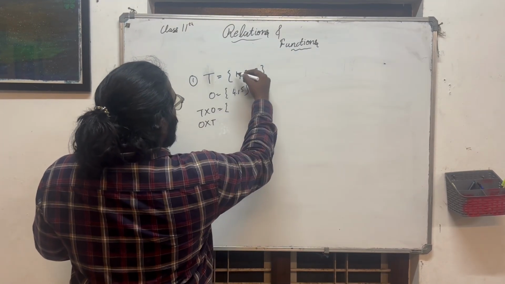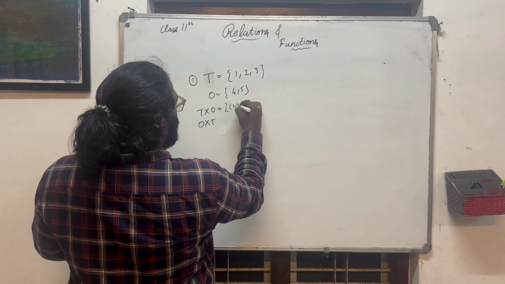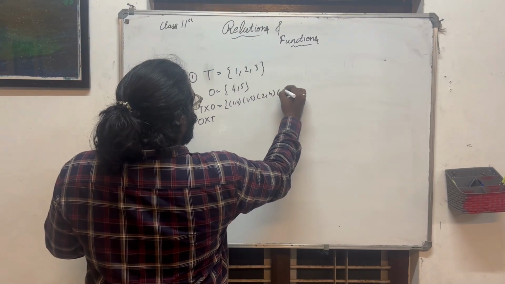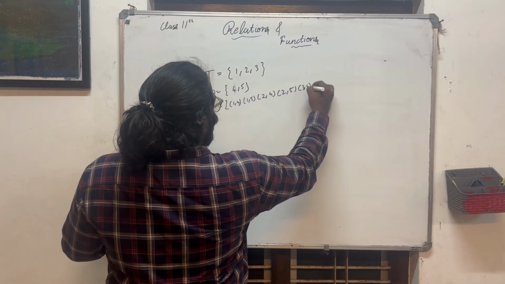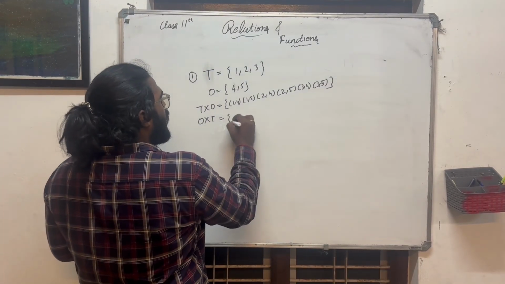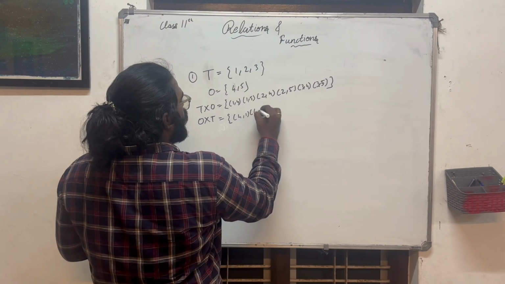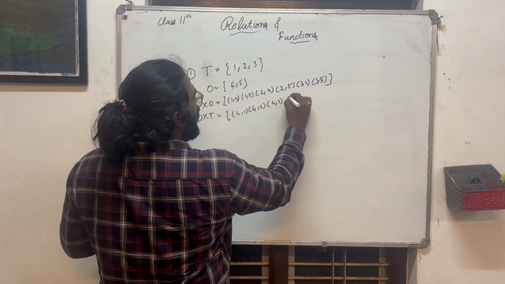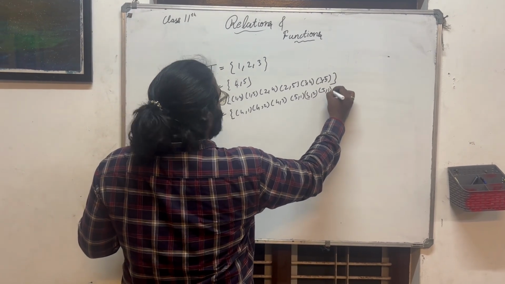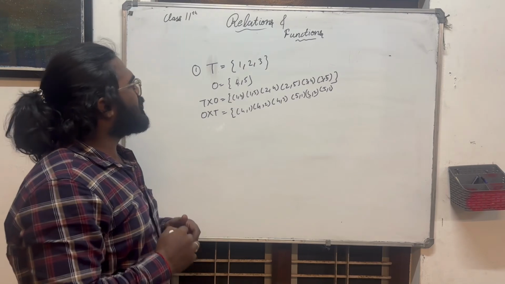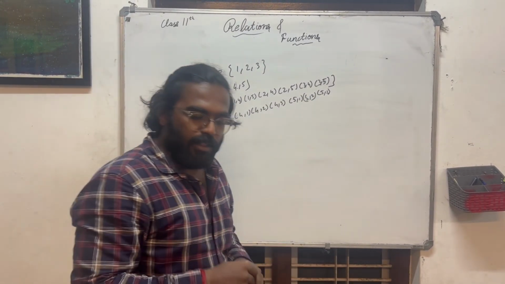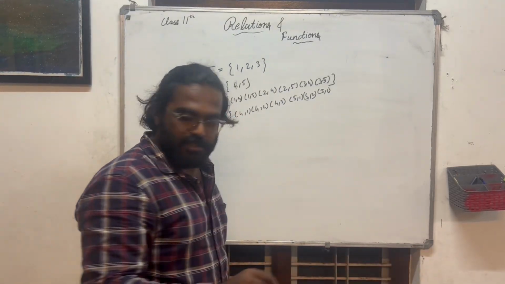How will I write it? First T cross O means we will map this: 1, 4; 1, 5; 2, 4; 2, 5; 3, 4; 3, 5. And if you do the reverse one, you will have 4, 1; 4, 2; 4, 3; 5, 1; 5, 2; 5, 3. I hope you understood how it works. This is how you do it with the basic knowledge of the first exercise.